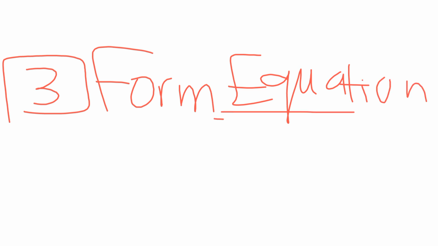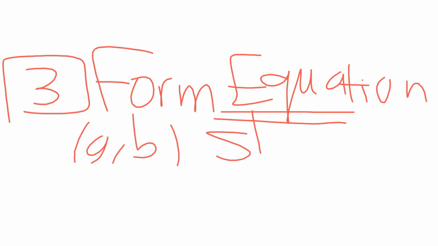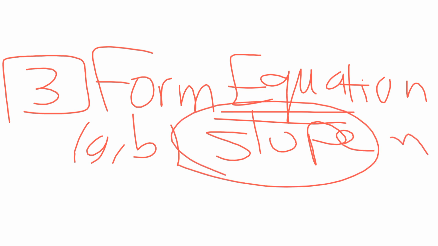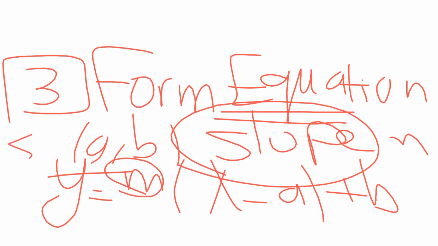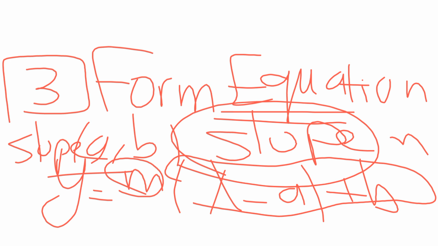Step 3 is I form an equation, which is A and B, and I have slope M. So my equation is y equals m times x minus a, all plus b, where m is my slope.